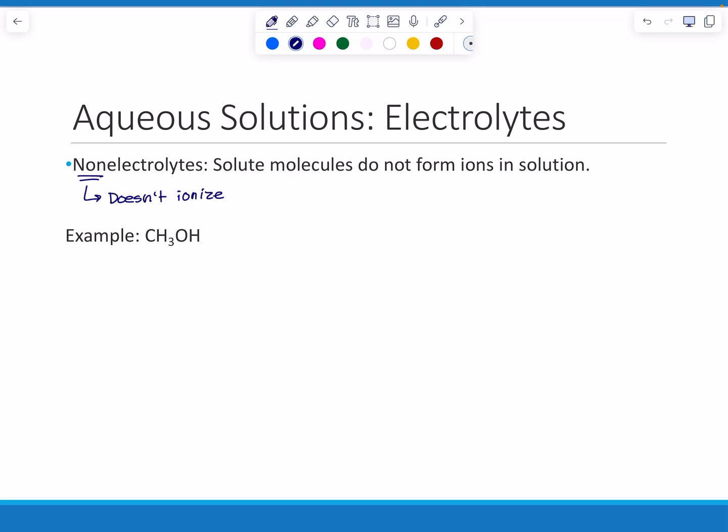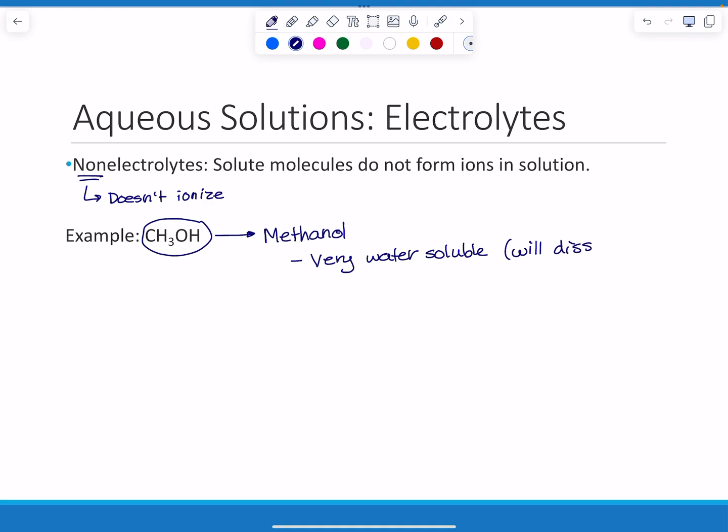So anybody know what this molecule is here? We've seen it before. It's methanol, okay? This is also known as wood alcohol. Okay, so methanol is very water soluble. So that means it will dissolve. But it does not ionize. So it is not an electrolyte.